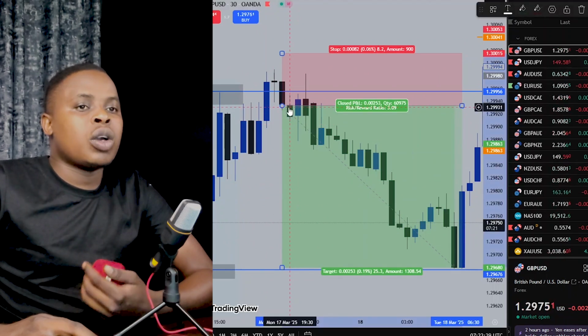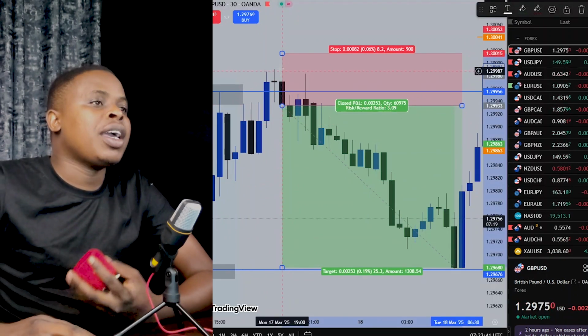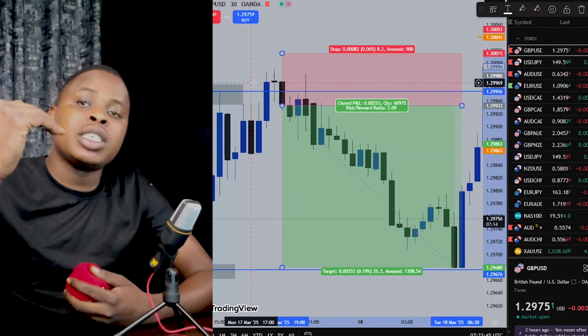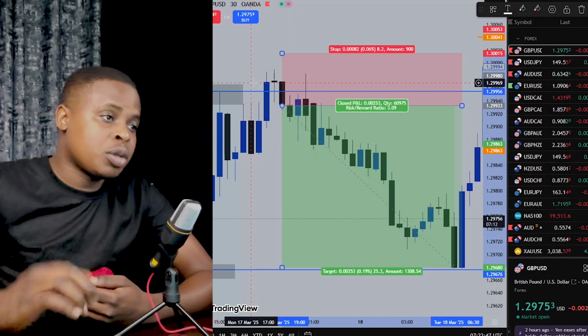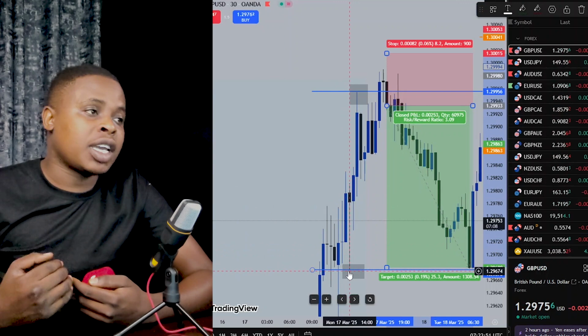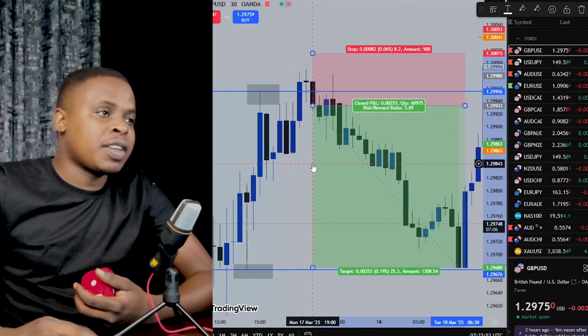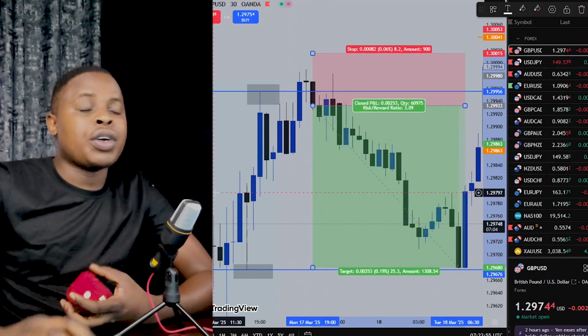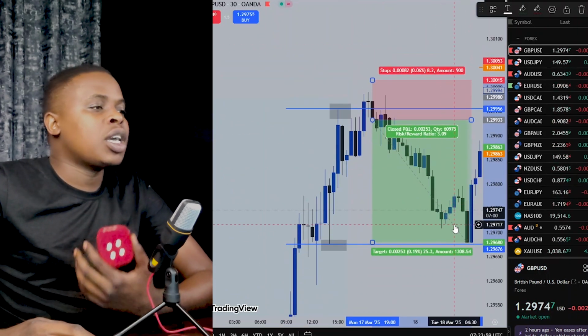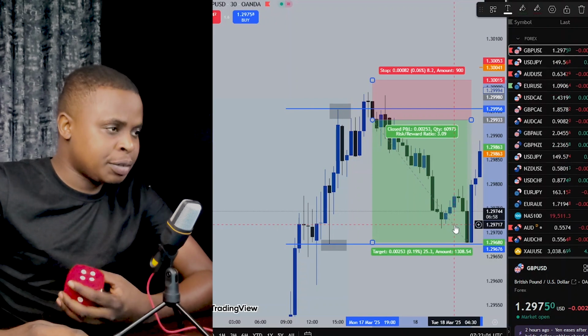So once you enter on the smaller time frame, you put your stop loss above the highest point it went to before it moved to the downside, and then you take profit at the lowest point of the previous candle, right? If the market is reversing, it will have to hit the lowest point of that previous candle. So if it does that, you are going to make profit, right?